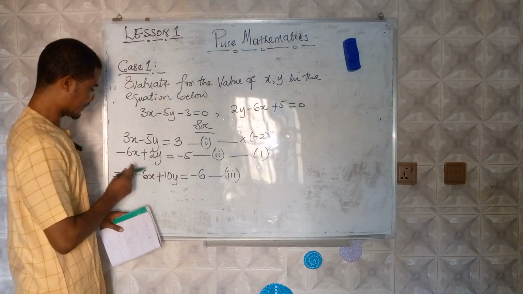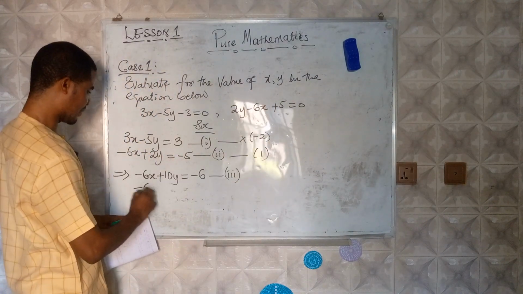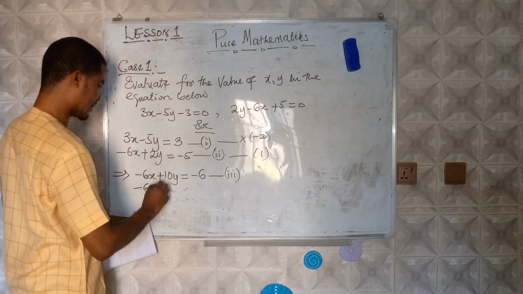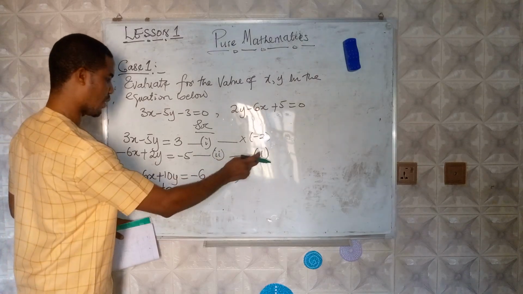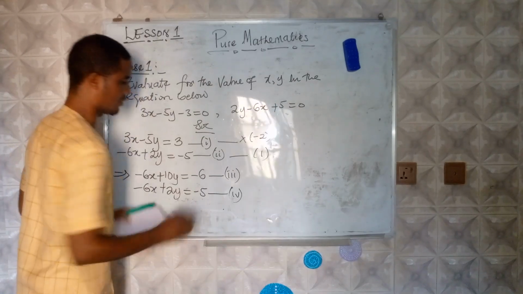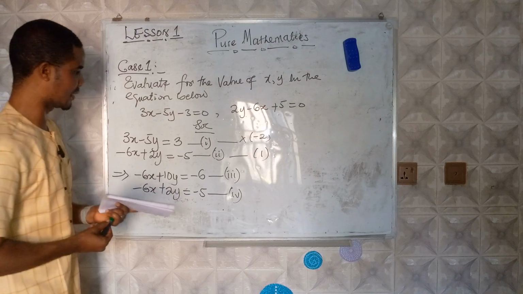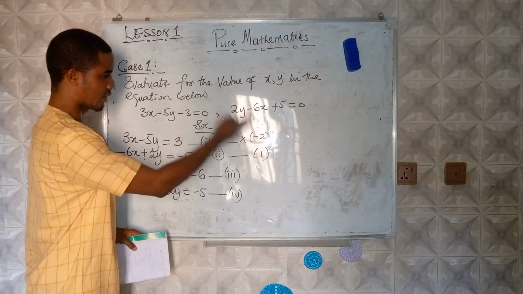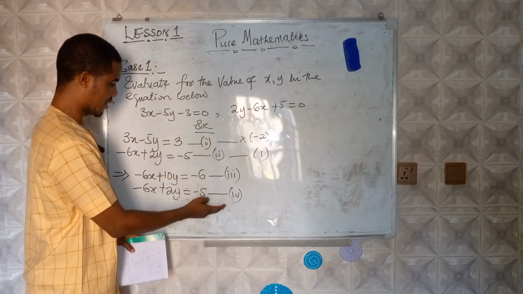Okay, at this place, 1. This will give me -6x. 1 times this plus 2y. Then 1 times 5, minus 5. And this gives me equation 4. So I've got equation 1, equation 2. I developed equation 3 and equation 4.